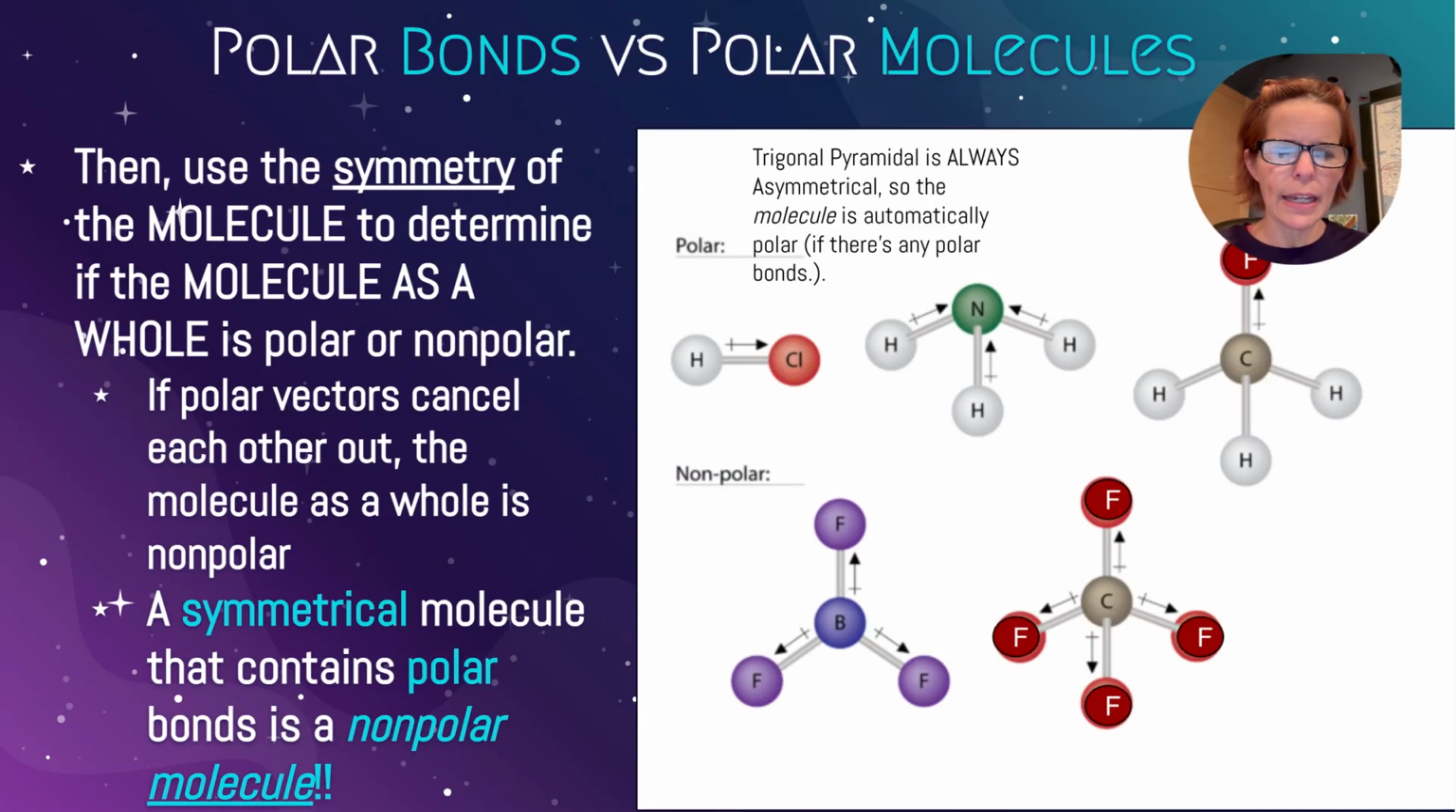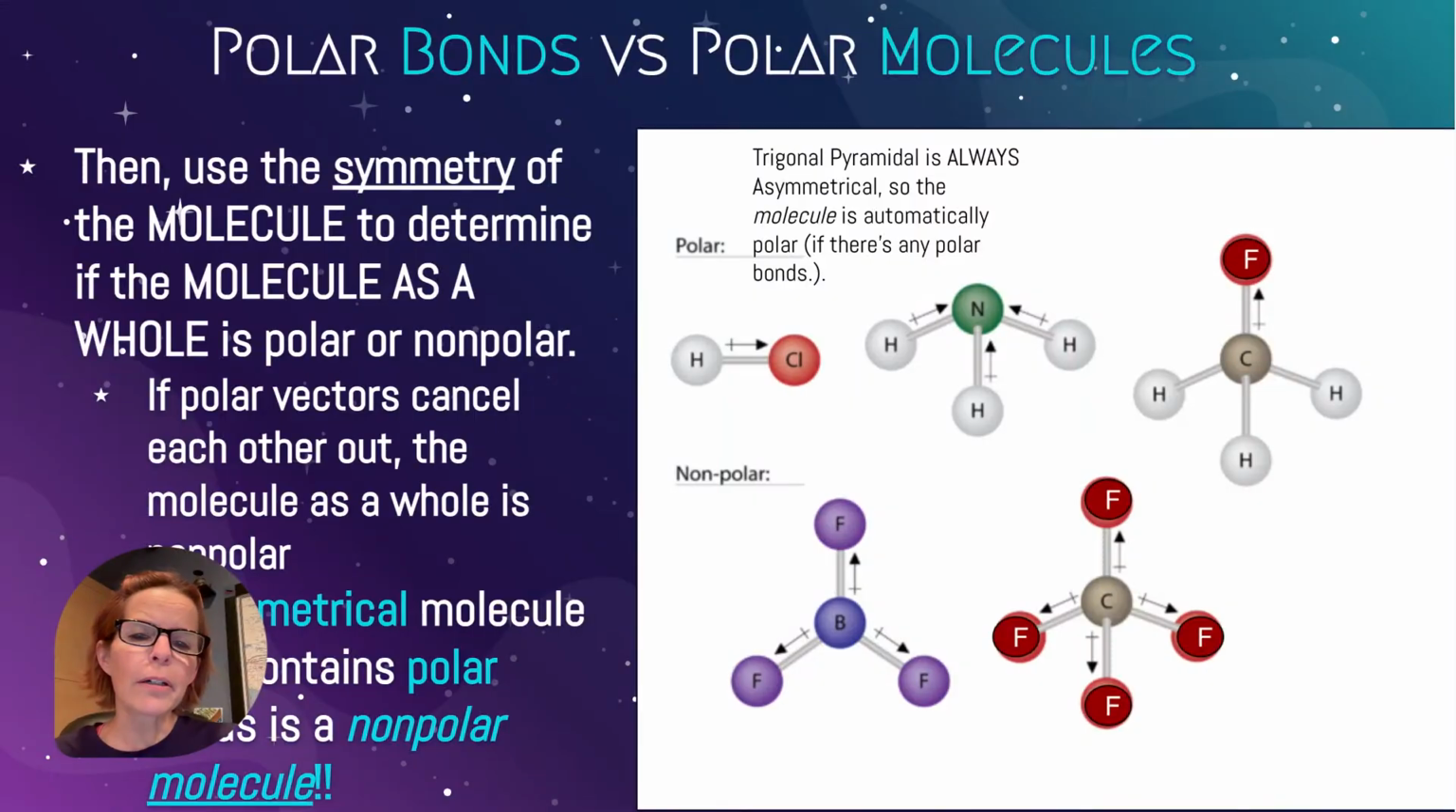Let's try this. I'm going to move my image around again to get it out of the way. Let's try down here. Okay, so it says trigonal pyramidal is always asymmetrical. That's this one right here. So the molecule is automatically polar if there are any polar bonds. If there's no polar bonds, the molecule is nonpolar. Let that sink in. If there's no polar bonds, the molecule is nonpolar. The question is, if it's got polar bonds, is it ever nonpolar as a molecule? That's what we're trying to figure out. Okay, so trigonal pyramidal, if there's polar bonds, it is automatically polar. They never cancel each other out.